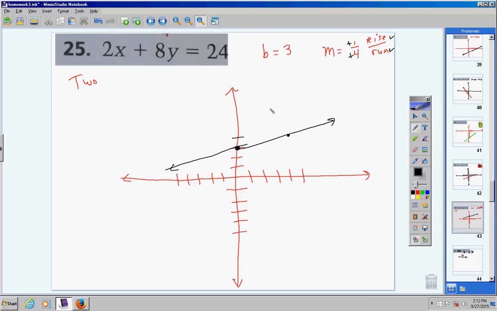And actually, students, on number 25 I made a mistake, did I not? That's really frustrating. I did. When I bring the 2x over, it becomes a negative 2x. Yeah, my fault, guys. And then we divide by 8, you get a negative 1/4 for the slope.